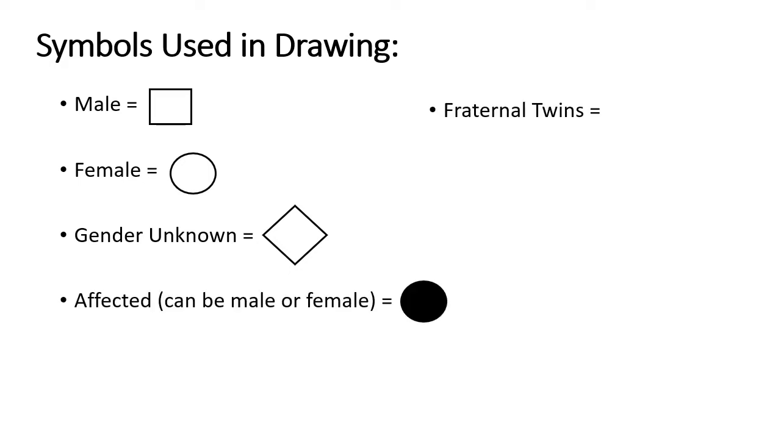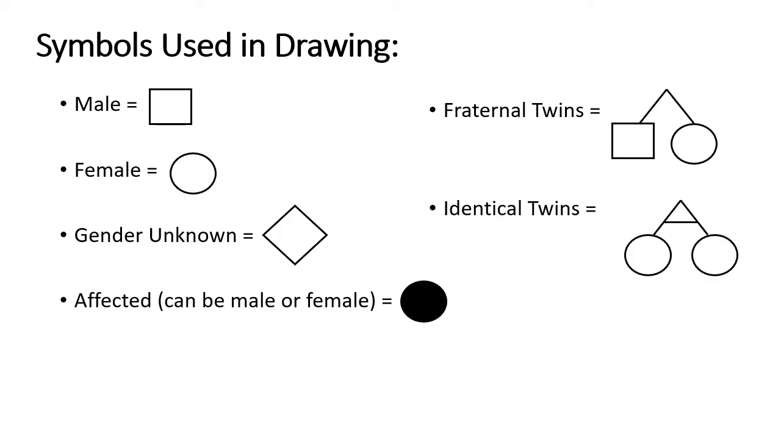Affected is colored in, and it can be male and female. But twins, this is what fraternal twins would look like, and this is what identical twins would look like. Okay, just to show you how to do some more complicated symbols.